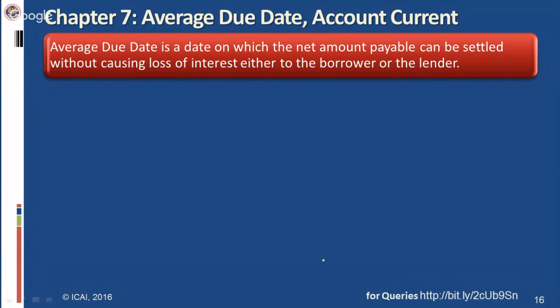Average due date is a date on which the net amount payable can be settled without causing any loss of interest either to the borrower or lender.